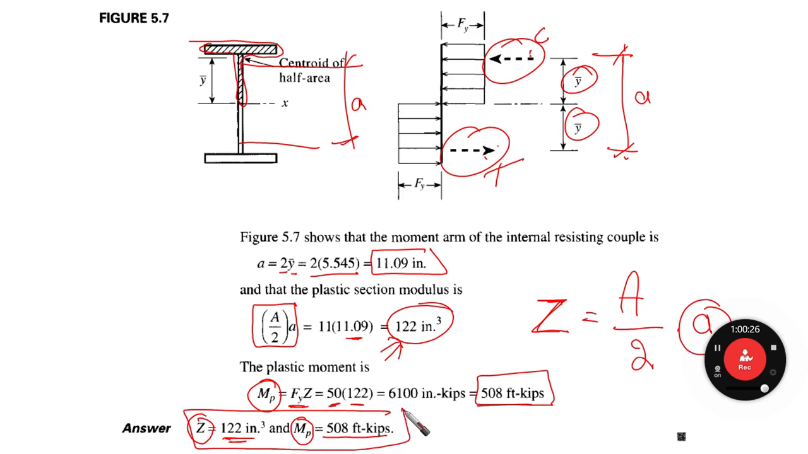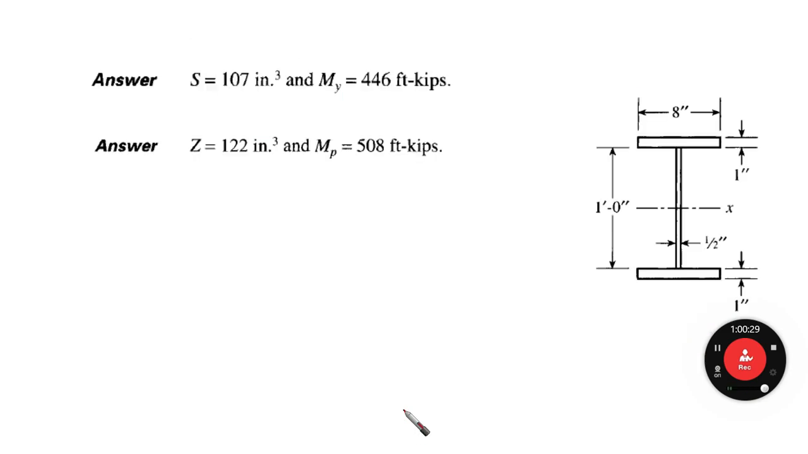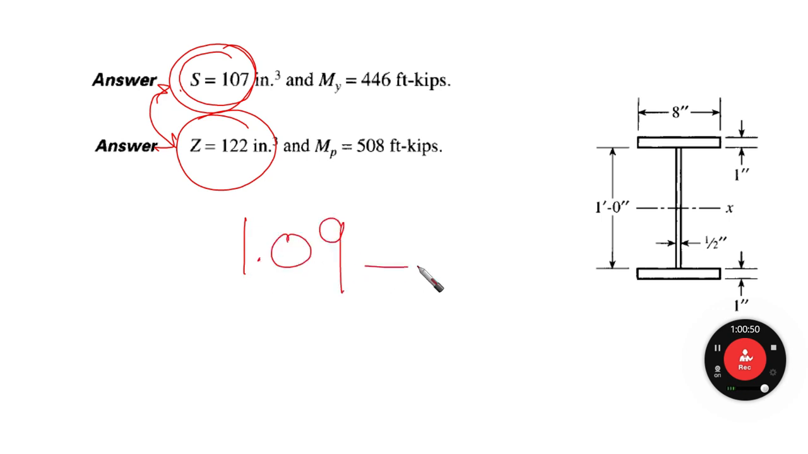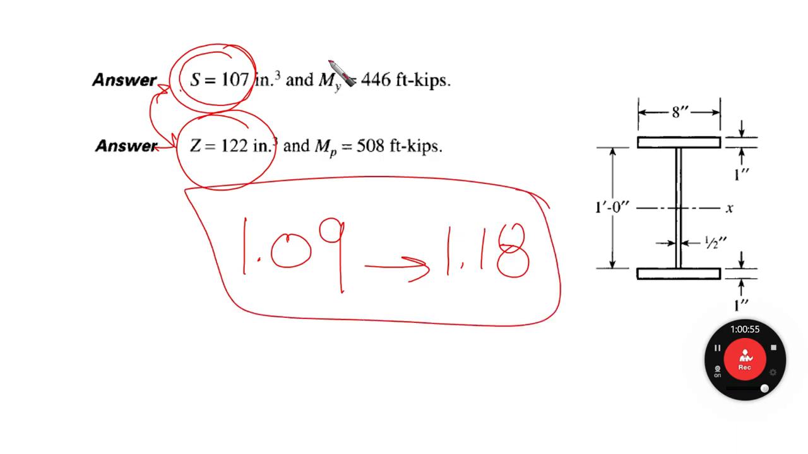Now let's go to the last step, which is the comparison between the sections. For our case, we find the elastic section modulus is 107, and the plastic one is 122, higher than it. As we said before, the ratio should be in the range of 1.09 to 1.18. Do you remember this? And then M yield is 446 here, and M plastic is 508. Right? So we also find that it is within the range.